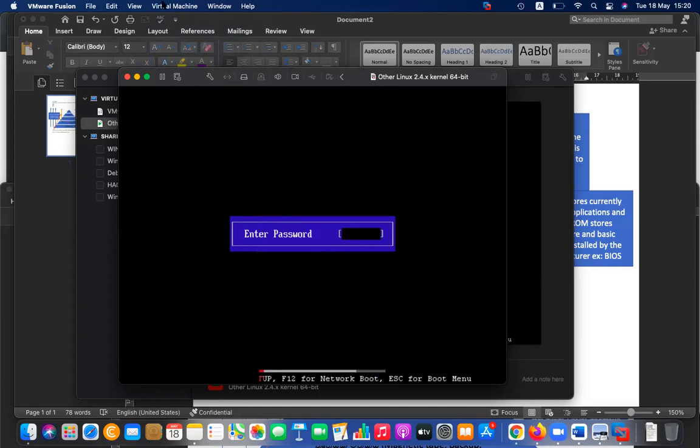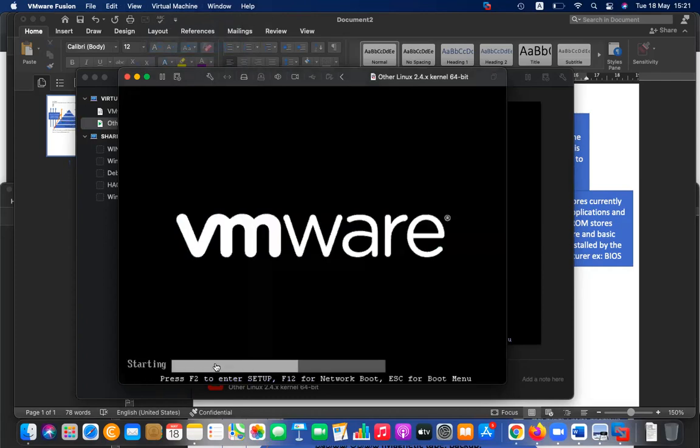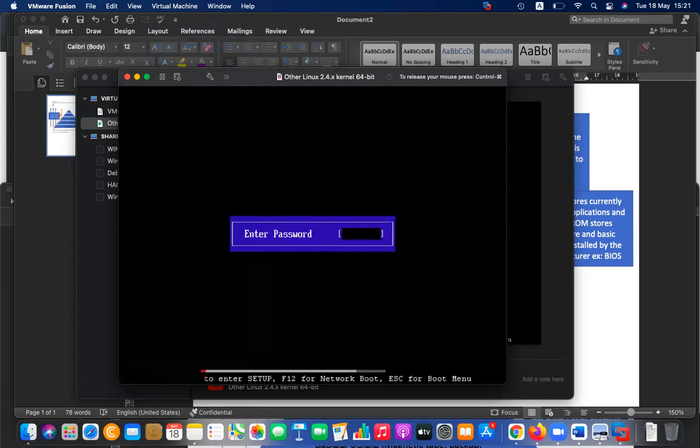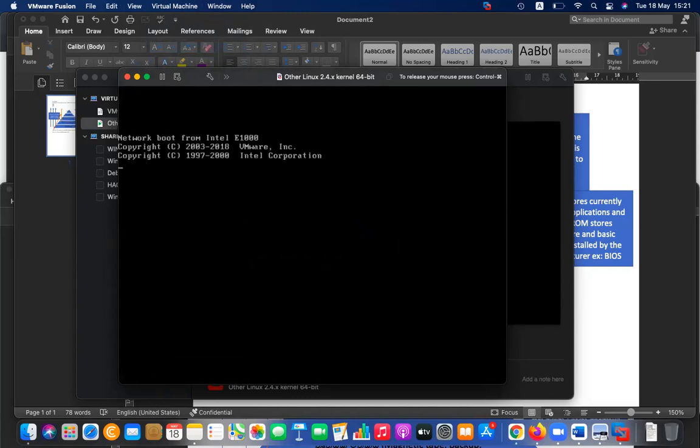Have you seen? Yes sir. Again I'm restarting. Press F2 to enter setup. Okay. When you press F2, it will ask for the password, and I have given a password, that's why it's asking. So after giving the password, it goes to the BIOS, basic input output system.